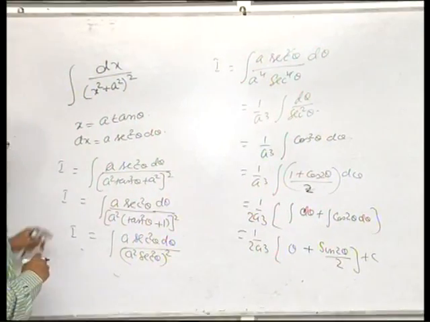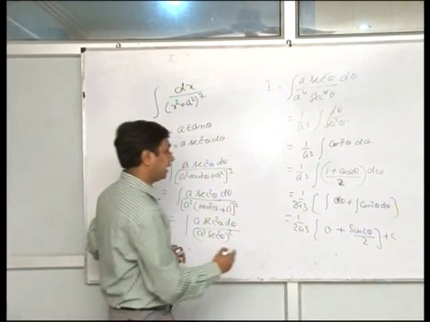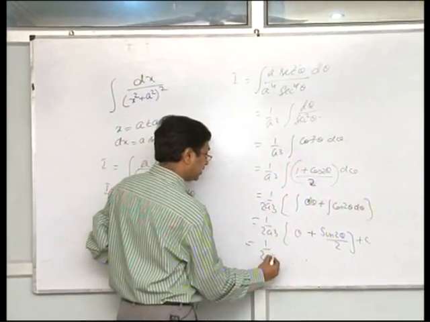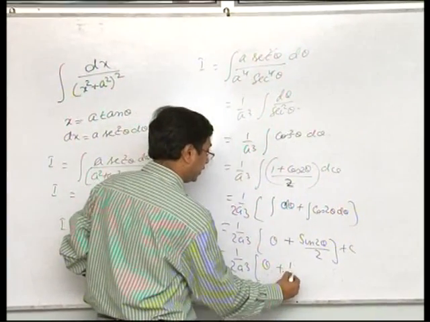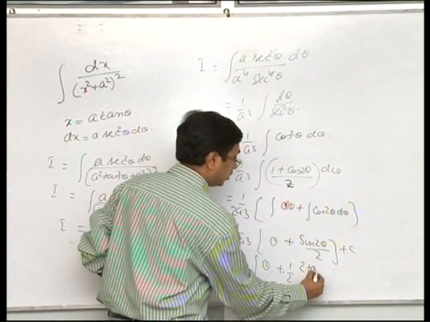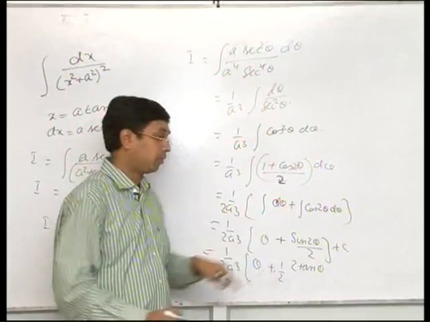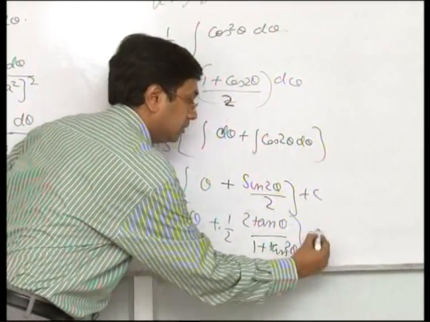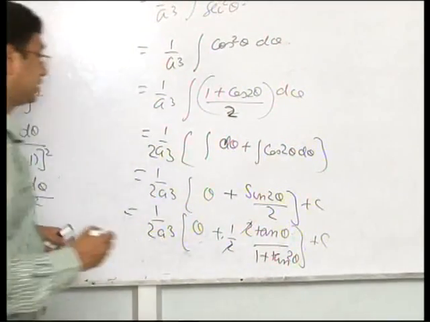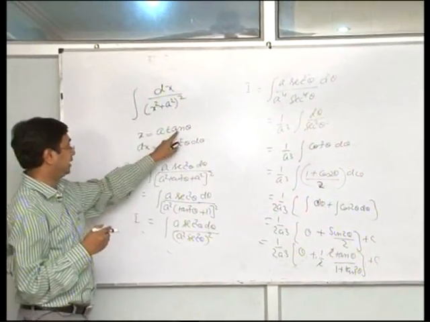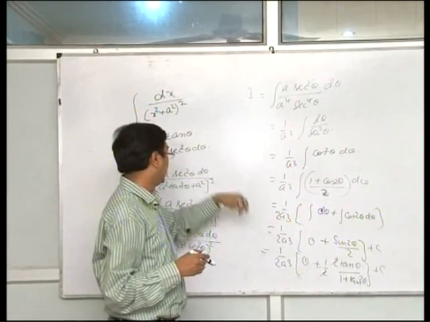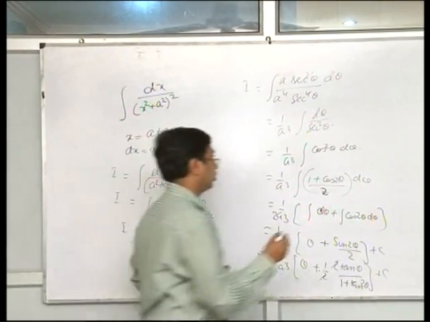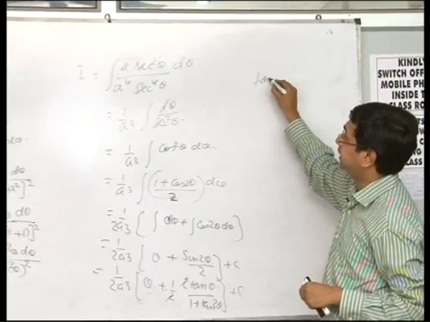And now what did you substitute? X equal to a tan theta, so we need to get back in that form. And you know this can be converted to tan. How? 2 tan theta upon 1 plus tan square theta plus c. So this 2 gets cancelled. So wherever you have tan theta, you can put x by a, and theta will be tan inverse x by a.